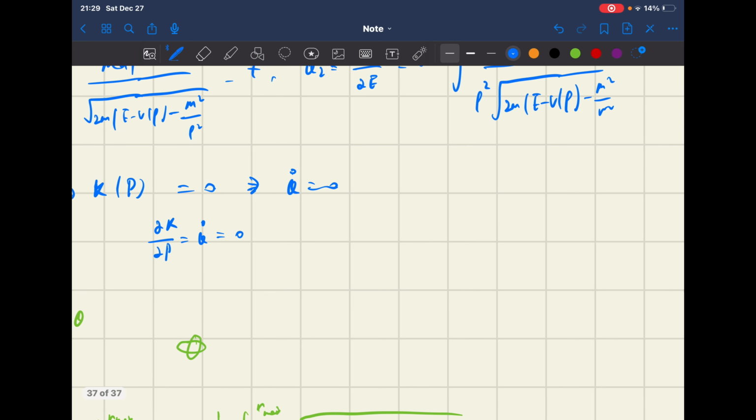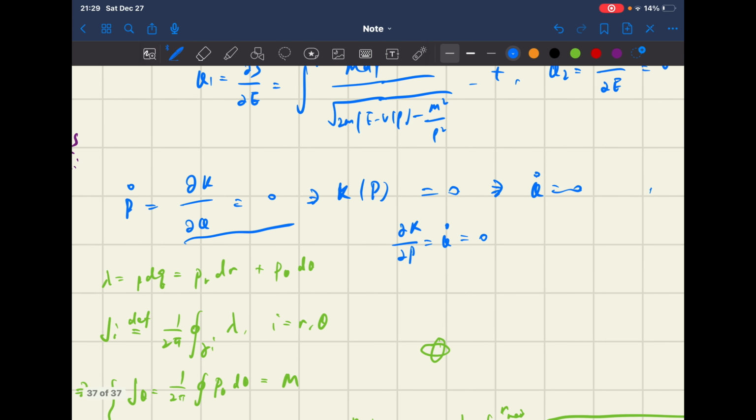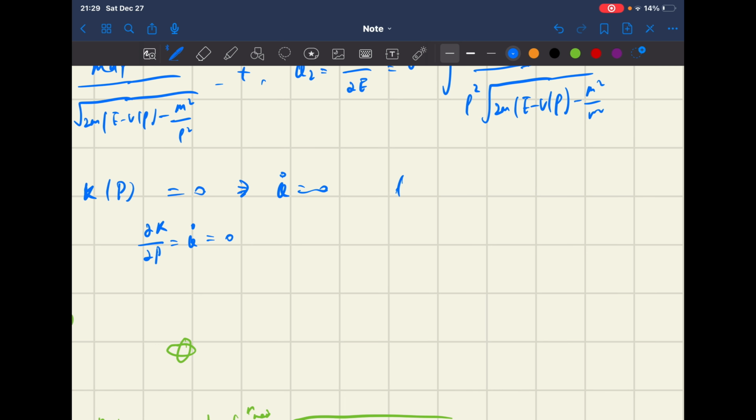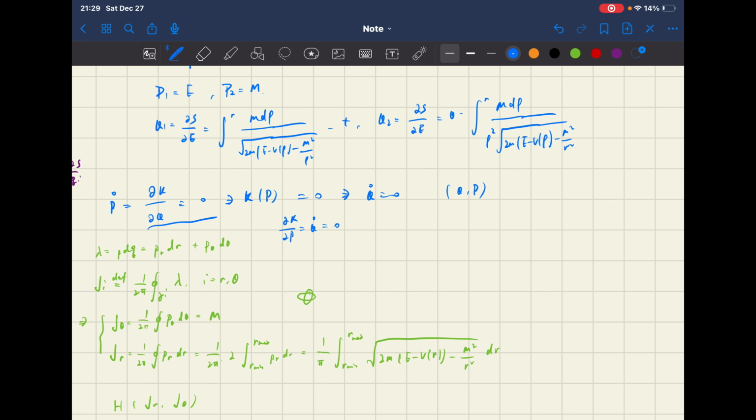So in this new set of coordinates, both Q's derivatives and P's derivatives are 0. It means that if we're given any point Q, P in this new set of coordinates, we already have the whole motion, and the system stays still in this set of coordinates, and that is very magical.